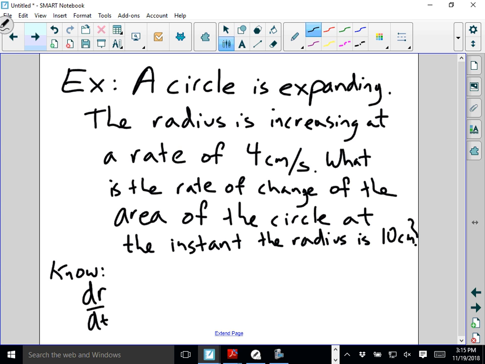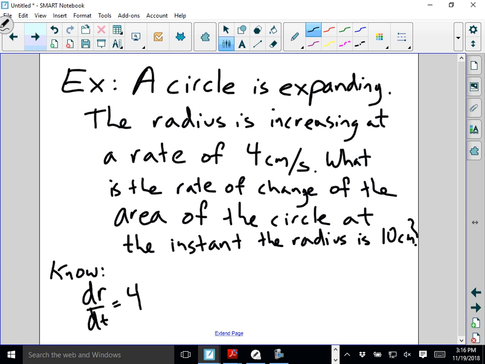I usually don't like to put my units in here. I'll just consider units at the very end. So dr/dt is 4. The radius isn't 4. The radius is changing at a rate of 4. So my rate for radius is dr/dt. If it was circumference, I would call it the rate of change of circumference, dC/dt. If it was the rate of change of volume, I'd say dV/dt. If it was the rate of change of length, I'd say dL/dt. It just needs to be in derivative form.